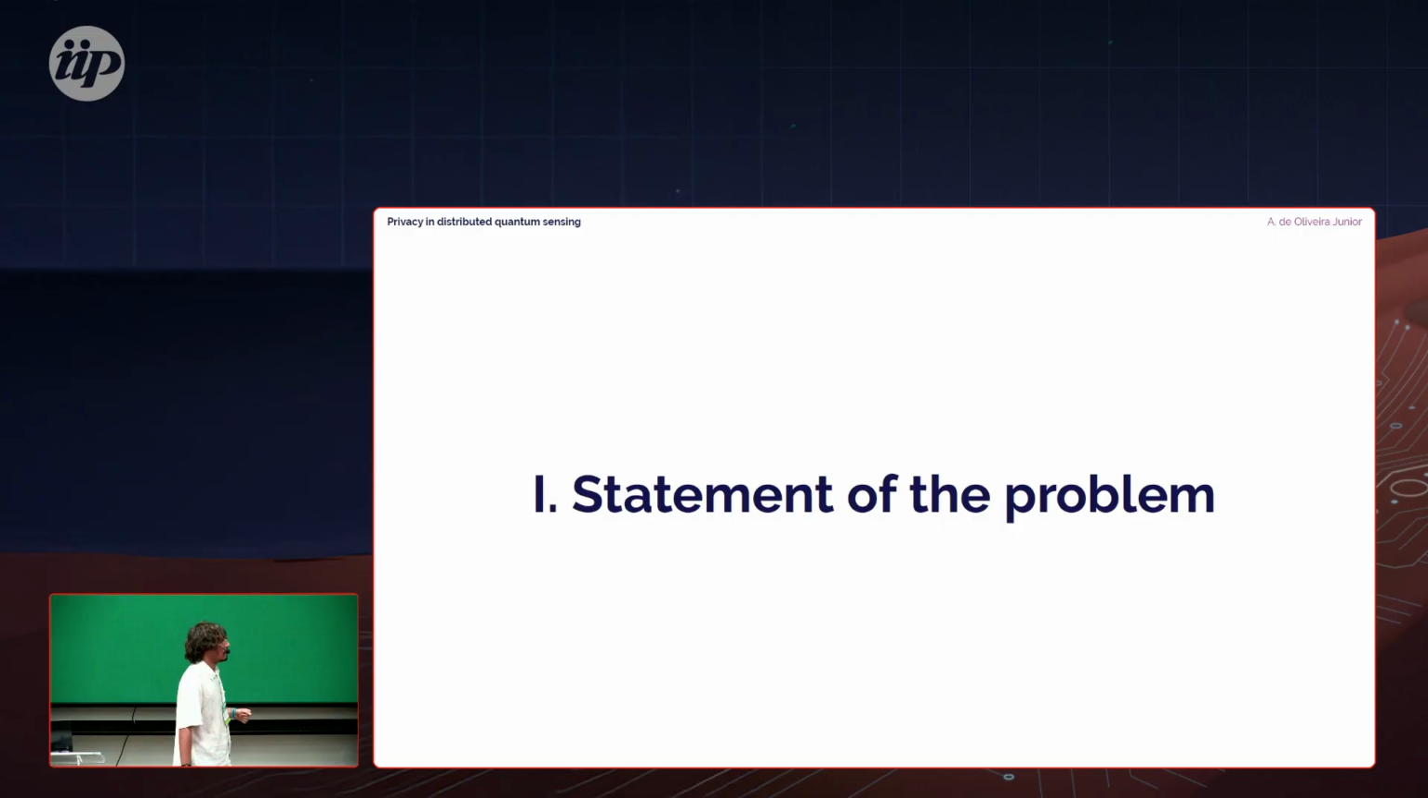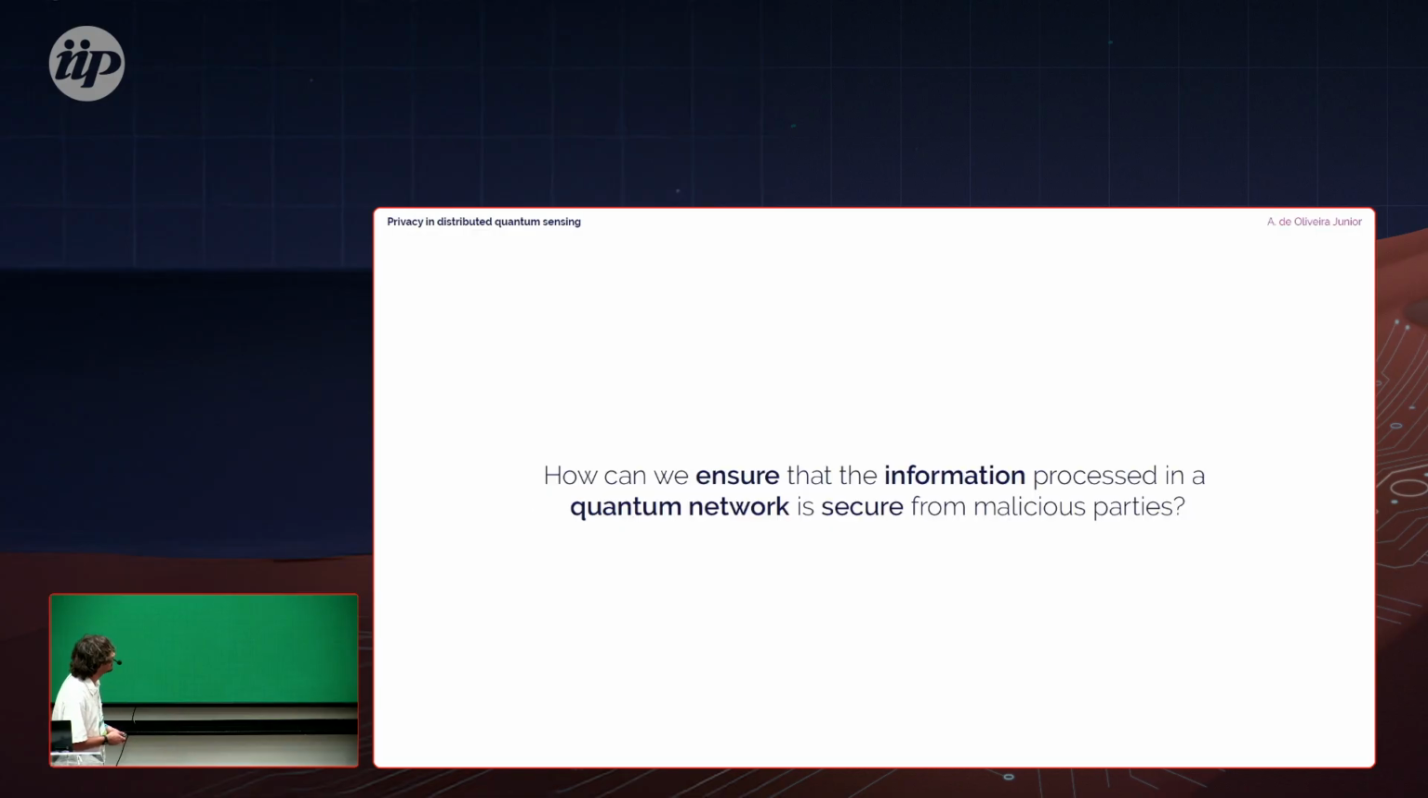So let me start then with a very general question that kind of captures what I would like to discuss today, defines this field. And as I said, this is in principle a very general and hard question, namely, how can we ensure that the information processed in a quantum network is secure from malicious parties? And as I said, this is a very general question. In principle, we can address it from very different frameworks, but the way that I'm going to do in the next slides is to find a simple instance of this problem that you can translate into a multi-parameter estimation with certain constraints, cryptography constraints.